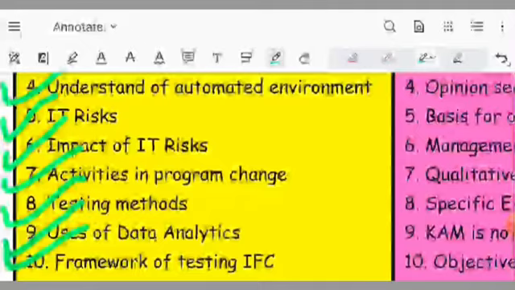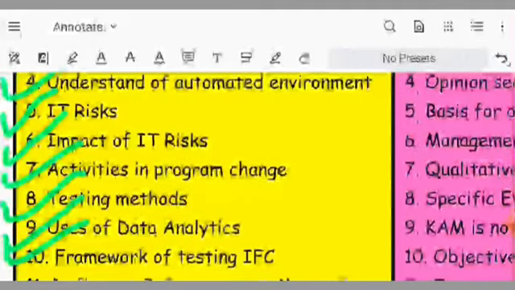Then reporting regarding what? Reporting regarding the evaluate and control deficiency. Next, significant deficiency is material weakness, remediation of the control weakness, internal control memo or management letter. Next is auditor's report.